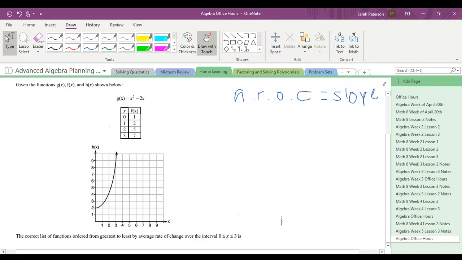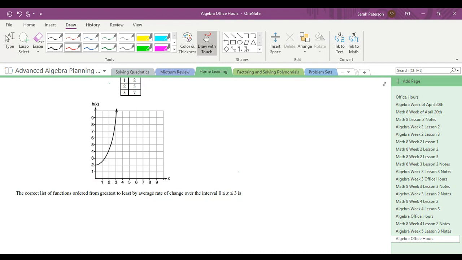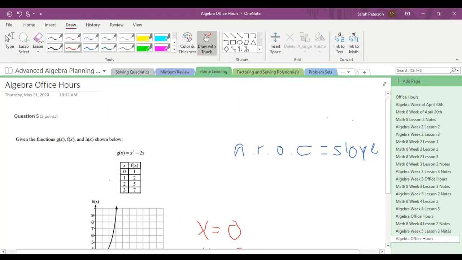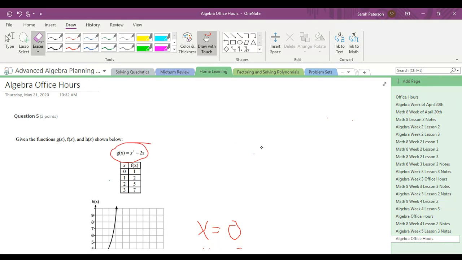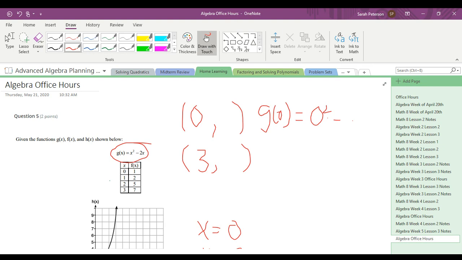This one specified the interval from 0 to 3. That just means I'm interested in when my x is 0 and when my x is 3. So I'm going to go back up to this g of x function, and I'll do it in red. If I want to find when x is 0 and x is 3, I'm going to plug in 0 for this function and 3 for this function. So g of 0 would be 0 squared minus 2 times 0, which would be 0 minus 0, which is 0. So that point is (0, 0).